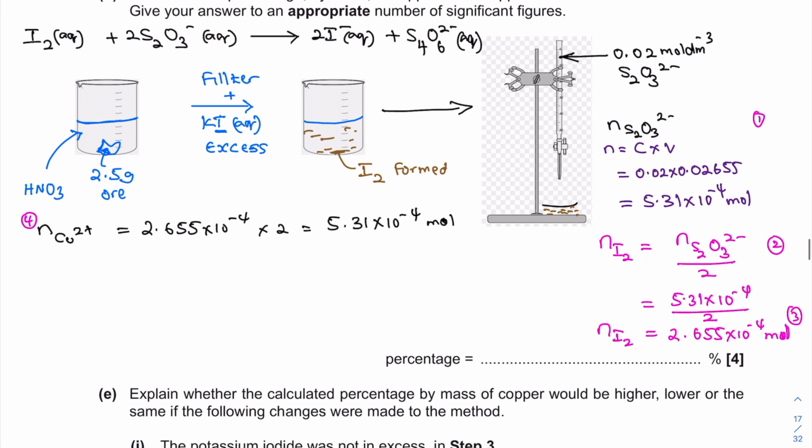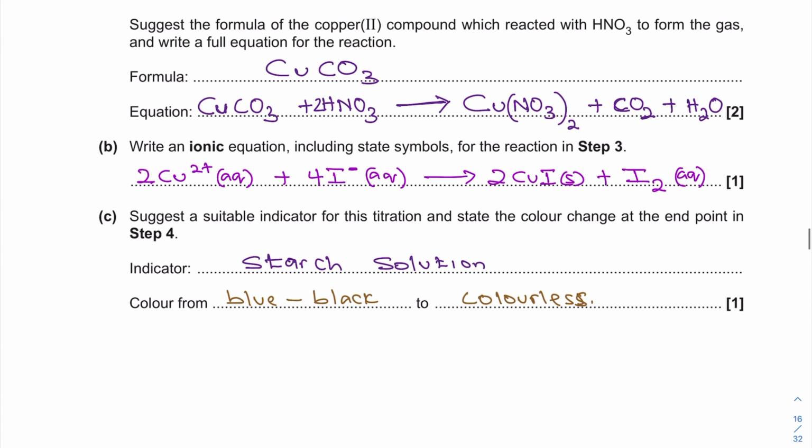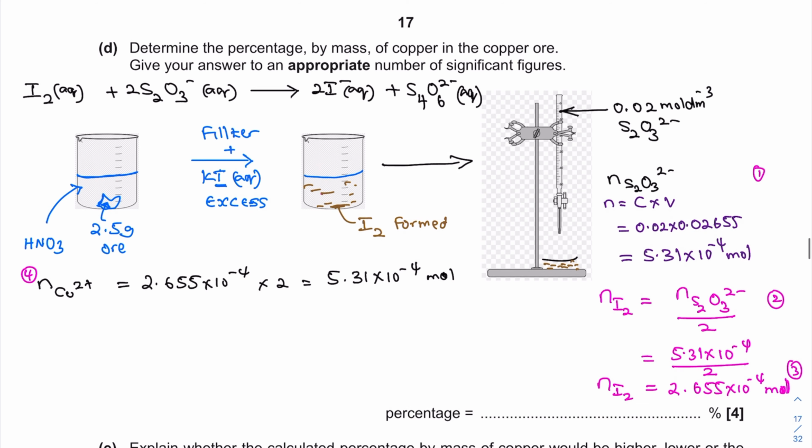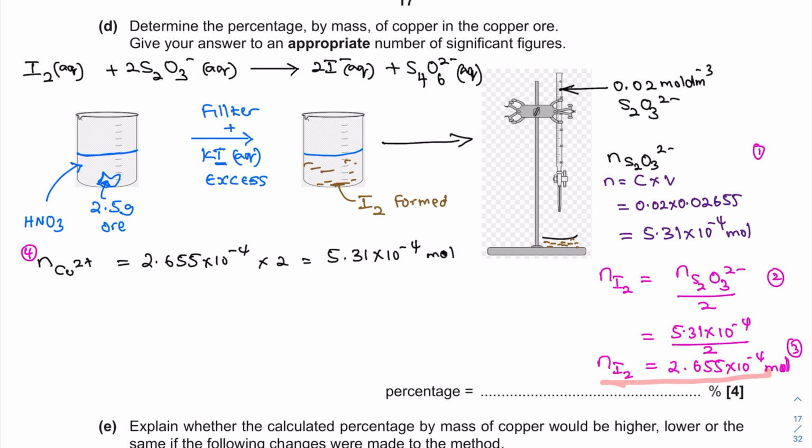So that's why we're multiplying the moles of iodine here by 2, because in this equation, for every 1 iodine, we get 2 copper 2+. So this is 1 iodine. We have to times it by 2 to get copper 2+ moles. That gives us back the moles of copper 2+.